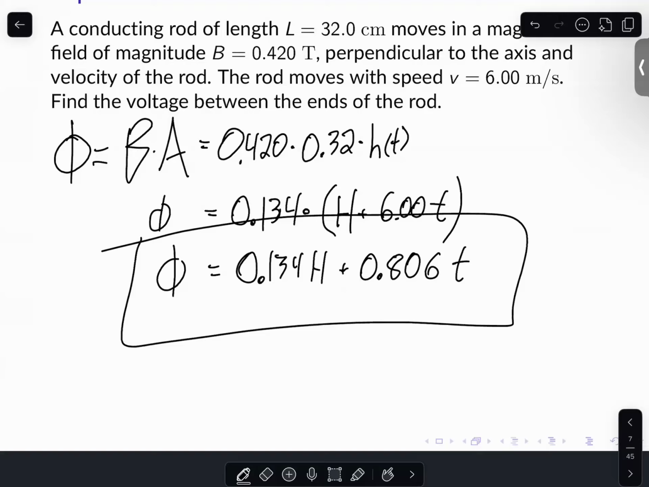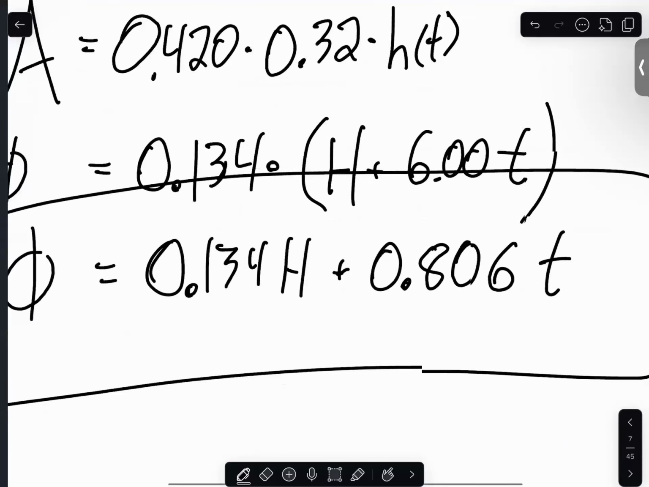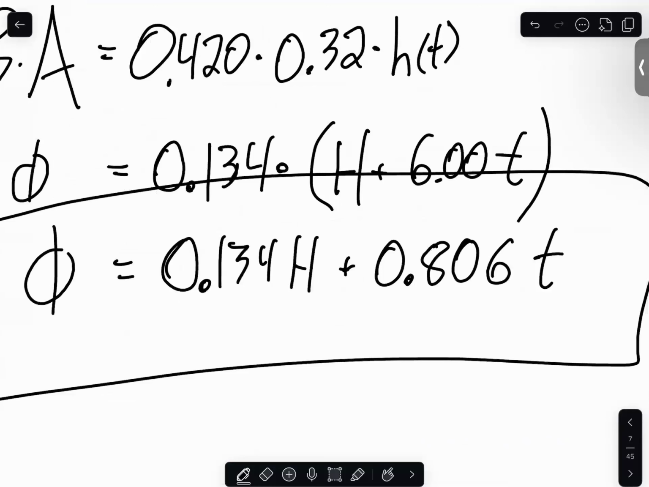Again, your challenge for Google question E is find the slope. If this changes as time progresses, and I graph this phi versus t, what would the slope of this be? Because that's what voltage is. That's our core equation. I've got 2 letters. Oh God, what do I do?